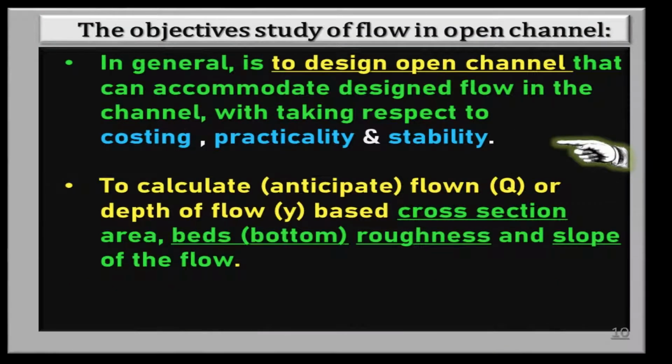The objective of the study of flow in open channel. First, in general, is to design open channel that can accommodate designed flow in the channel, with taking respect to costing, practicality and stability. Second, to anticipate or calculate flow Q, or depth of flow, Y, based on cross-section area of the flow, bed or bottom roughness of the flow, and the slope of the flow.